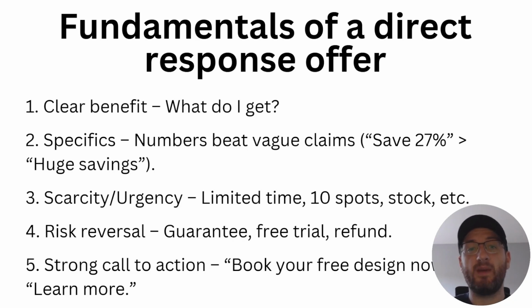So this is the fundamentals of a direct response offer. You want a clear benefit. What do they get? You want to be specific. So generally numbers beat vague claims. If you're saying you're going to save 27%, that'll perform better than saying they're going to have huge savings. So for example, if you're a solar company, rather than saying to people, you're going to save money on your energy bills, tell them you're going to save 49% a year on their energy bills, or 500 a year, or whatever like that. Use scarcity or urgency, limited time, 10 spots left, etc.